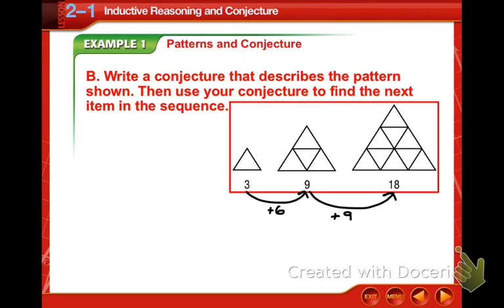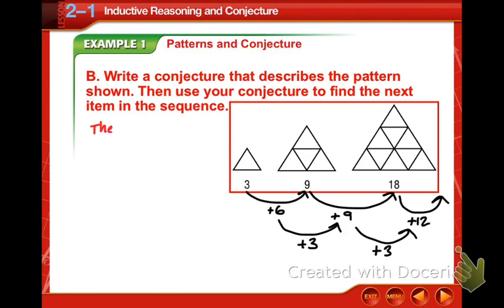So there's actually a second level to this that's increasing by 3, right? So that means our next one we're going to add 12 because 9 plus 3 gets us that 12, right? So now let's write our conjecture before we figure out what our pattern is. So our conjecture is that the number of sides are increasing by 3 plus the last increase.